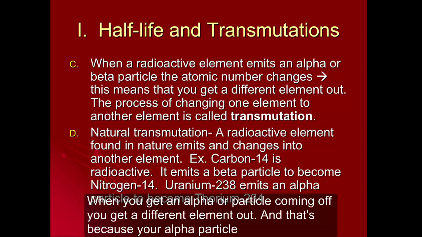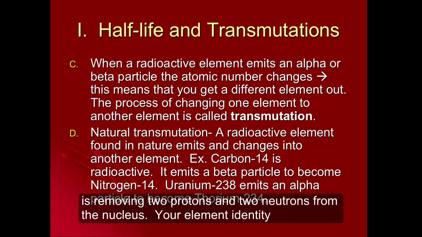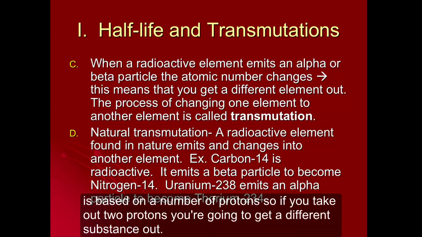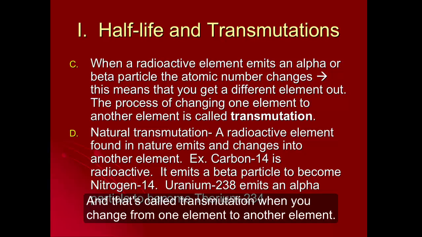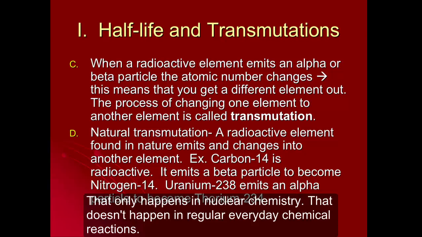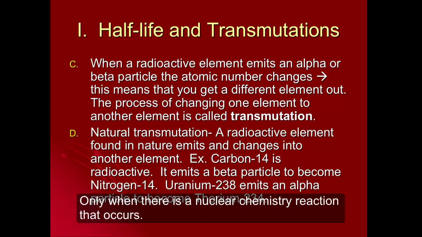When you get an alpha or beta particle coming off, you get a different element out, because your alpha particle is removing 2 protons and 2 neutrons from the nucleus. Your element identity is based on the number of protons. So if you take out 2 protons, you're going to get a different substance out. That's called transmutation, when you change from one element to another element. And that only happens in nuclear chemistry. That doesn't happen in regular everyday chemical reactions, only when there's a nuclear chemistry reaction.